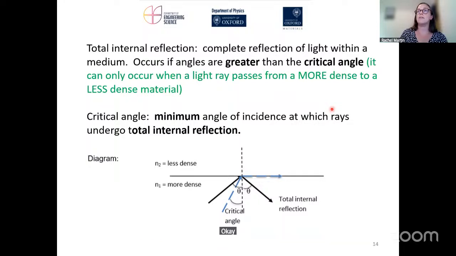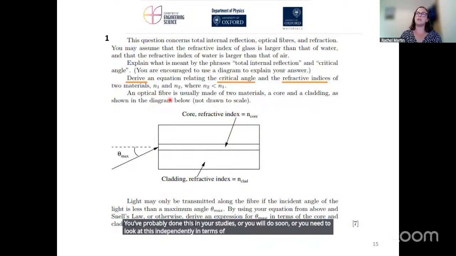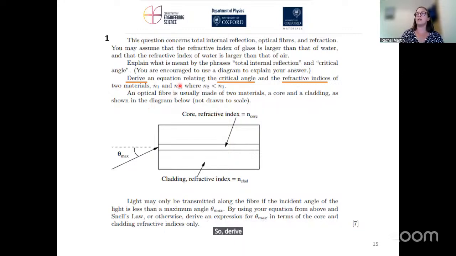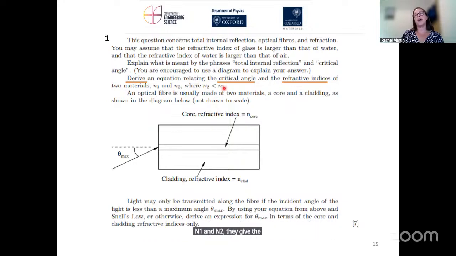Okay, so have a little read. We're on to the next part of the question. You've probably done this in your studies, or you will do soon, or you need to look at this independently in terms of the syllabus. So derive an equation relating the critical angle and refractive indices of the two materials, N1 and N2. They give the conditions here where N2 is less than N1. See if you can have a go at that derivation.